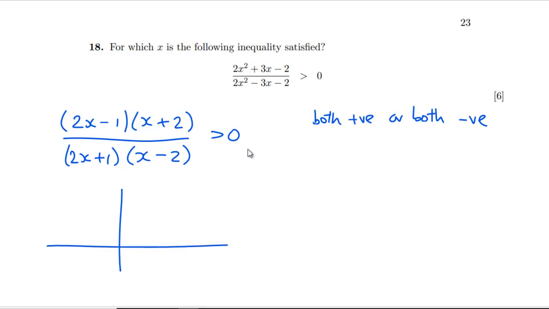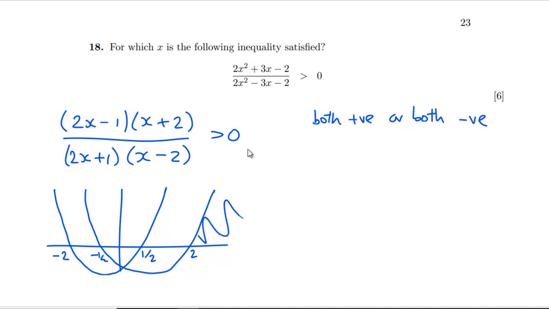So this is going to have -2.5, so we're going to have that and that. That's -2, that is a half, and the other one is going to have the opposite, so it's going to have -0.5 and 2, which means we need, so if they're both going to be positive, then we're looking at this bit or this bit.